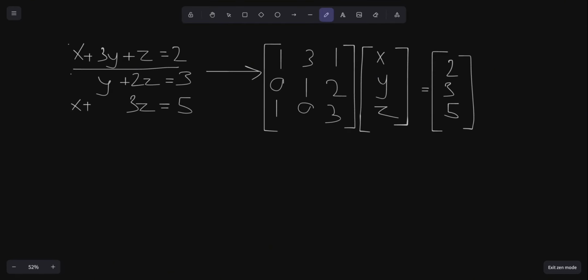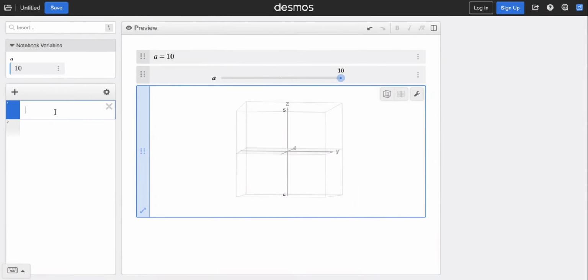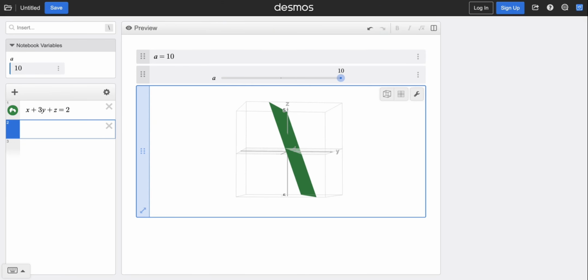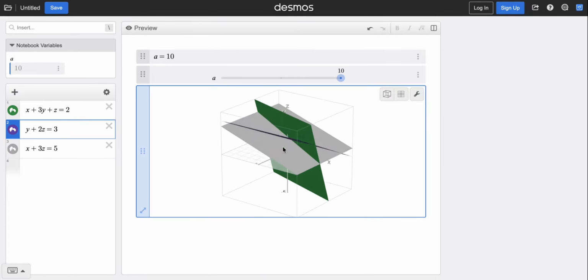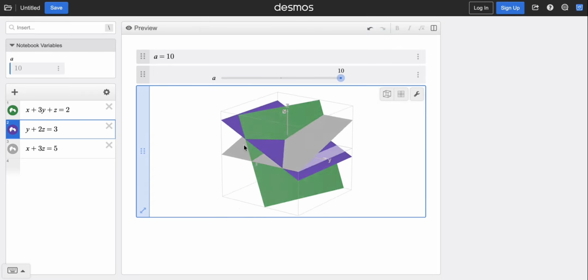And so I can actually write them. Maybe I'll graph it out. So this is x plus 3y plus z is equal to 2. That's our first plane. Then we have y plus 2z is equal to 3. And then x plus 3z is equal to 5, right? So the intersection between the 3 planes is going to be the solution to the system of linear equations, right? And you notice how all of these planes intersect at this one point right over here. Let's find that point.